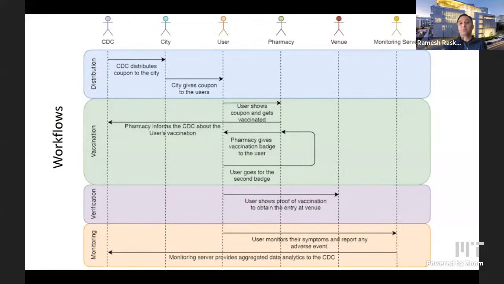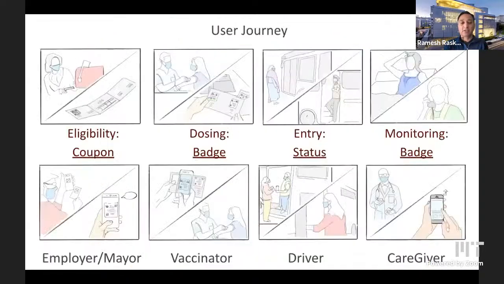So we do want to think about all four stages of the user flow: the eligibility, the vaccination itself, its verification, and long-term monitoring. And for these four stages, we think QR codes like coupons and badges can be used by employers and vaccinators to interact with the user, as shown in the top row. And in one extreme of these paper credentials, a user would never have to deal with technology at all, no websites, no apps, and so on.